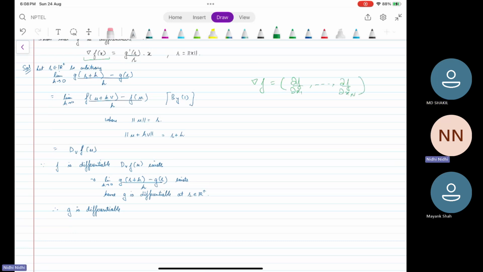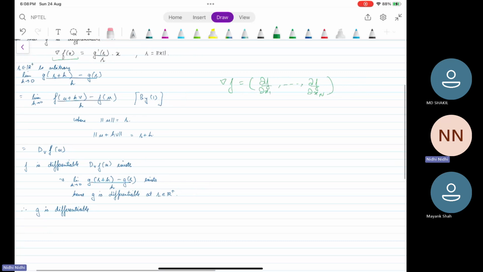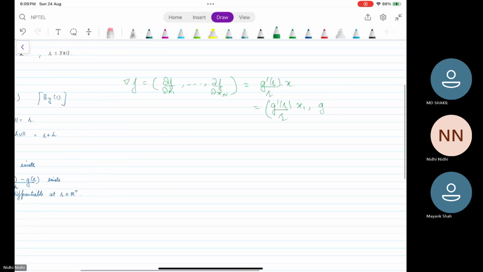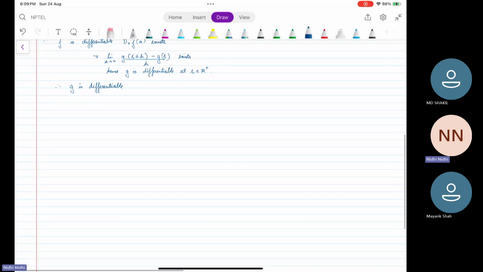So what do we want? We need to show that this gradient at any point x is actually equal to g dash r by r times x. So here this is again a vector where the terms are something of this form. We want our gradient to be of this form. So that means we need to evaluate the partial derivatives of f.